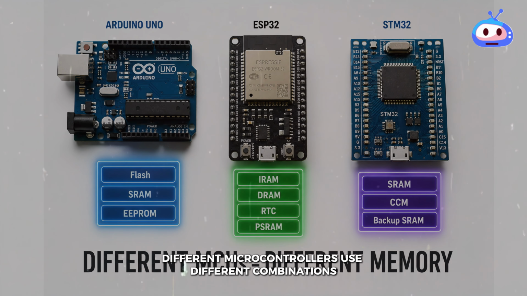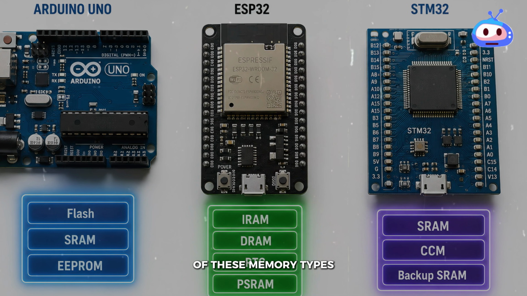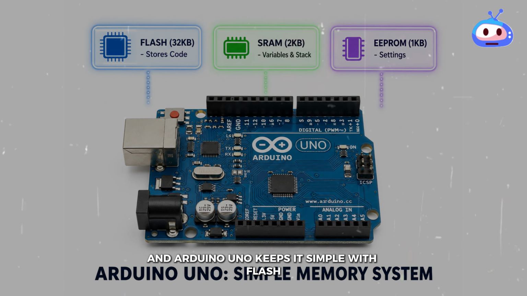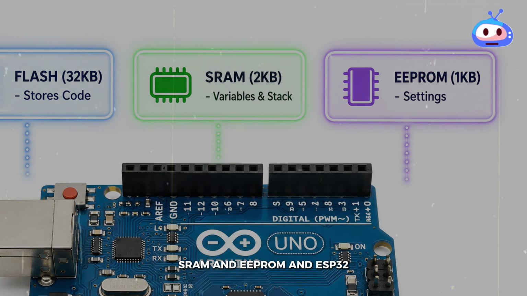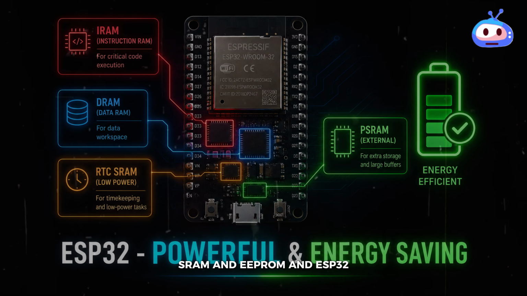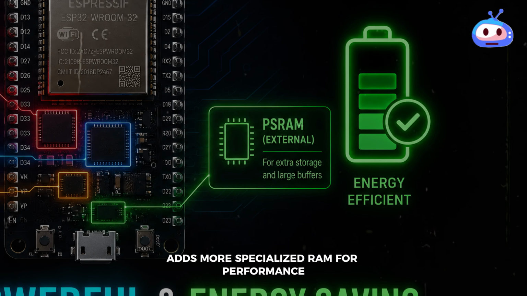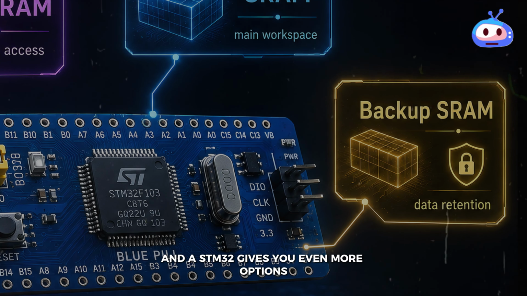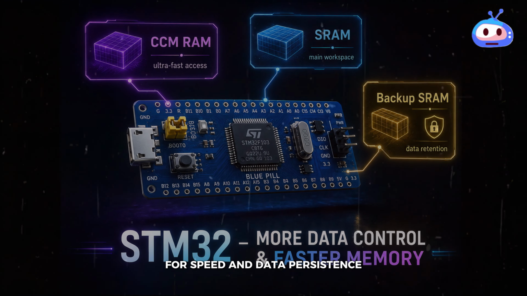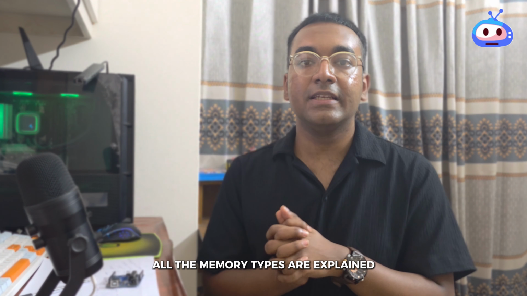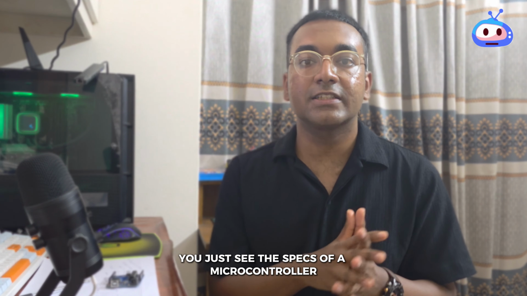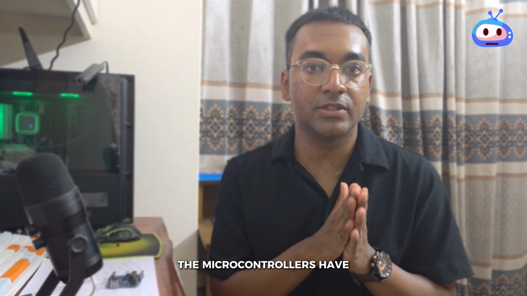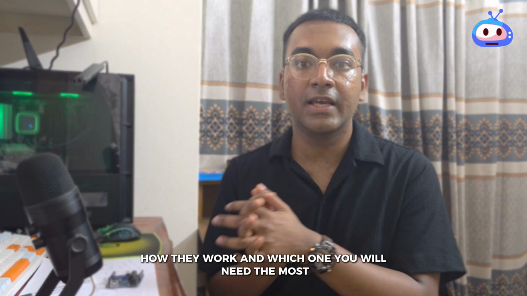Different microcontrollers use different combinations of these memory types depending on what they are designed for. Arduino Uno keeps it simple with flash, SRAM, and EEPROM, and the ESP32 adds more specialized RAM for performance and power saving. And an STM32 gives you even more options for speed and data persistence. All the memory types are explained, and now the next time you see the specs of a microcontroller, you know exactly what types of memory it has, how they work, and which one you will need the most.